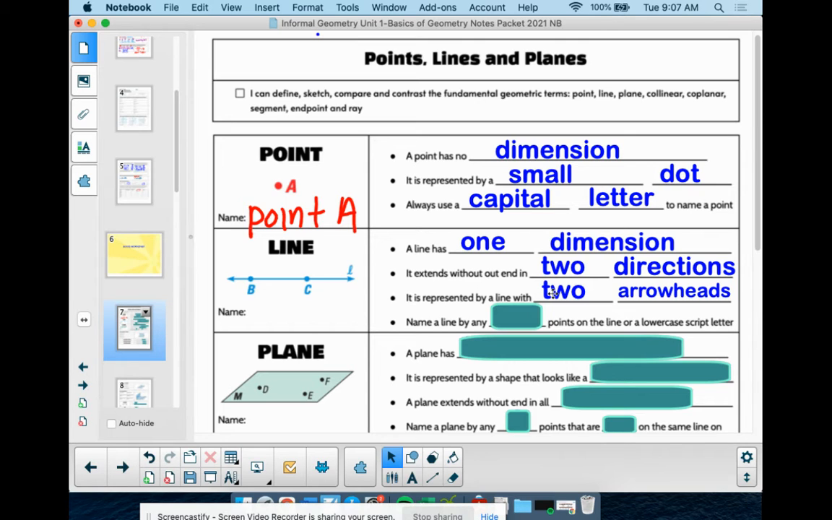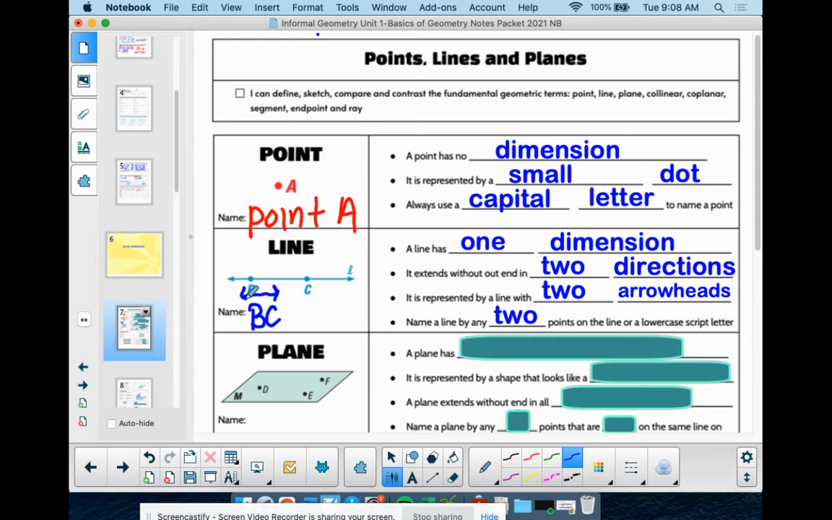And then you can name a line in 2 ways. The first way is by any 2 points that are on that line, or with a script letter. You guys know what a script letter is? It's like a cursive letter, kind of like handwritten. So if we wanted to name our line here, do you guys see 2 points on this line? Yeah, do you guys see B and C right there? They're on that line. So you could call it line BC. And then you put an actual line with the little arrowheads on top so you know it's a line. You have to put those on there. Otherwise, you'd be calling it something else. So that's the first way you could name it.